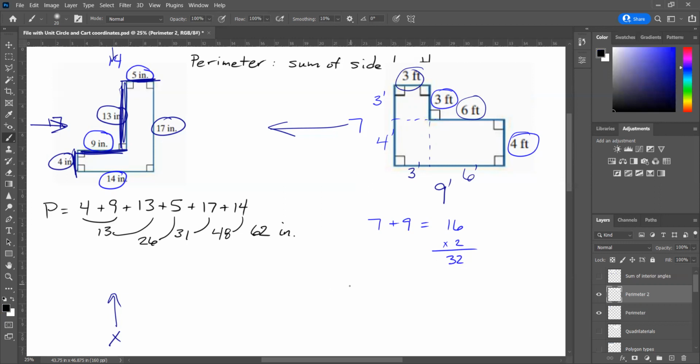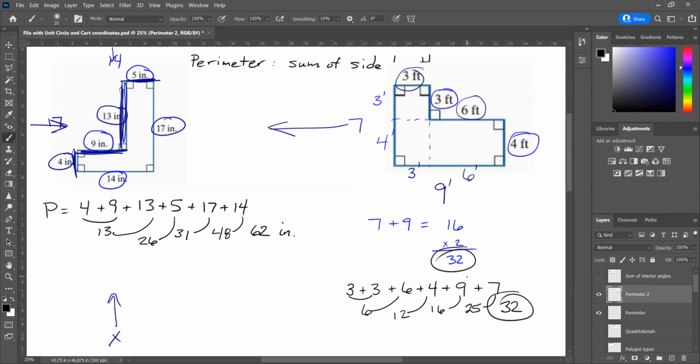So we had, starting at the top, 3 plus that little side of 3 plus the 6 plus the 4, plus the 2 that we added together to get 9, plus the 2 we added together to get 7. So this 3 and 3 are 6, plus 6 is 12, plus 4 is 16, plus 9 is 25, plus 7 is 32. That little trick worked.